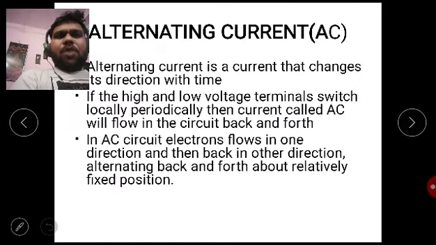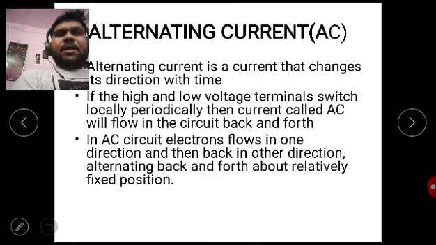Now we are going to talk about AC. AC stands for alternating current. AC is a current that changes its direction with time. There are two terminals of the battery, a high terminal and a low terminal. If the high terminal and the low terminal switch periodically, then the current is called AC, and AC flows in both directions.